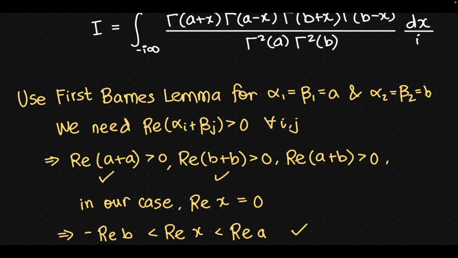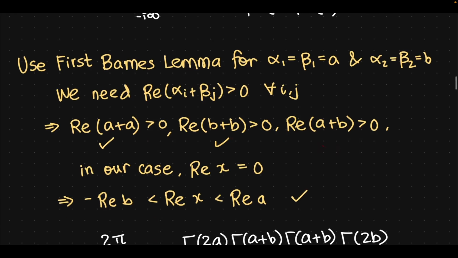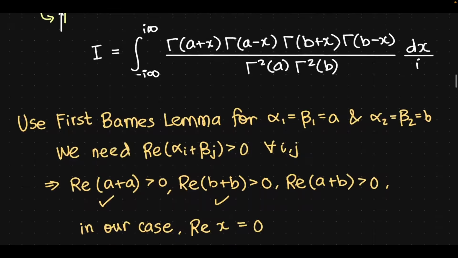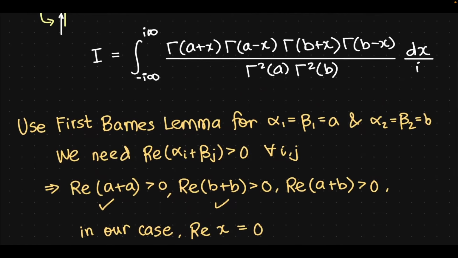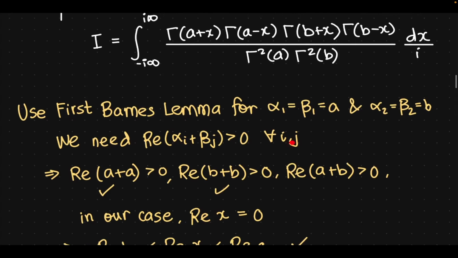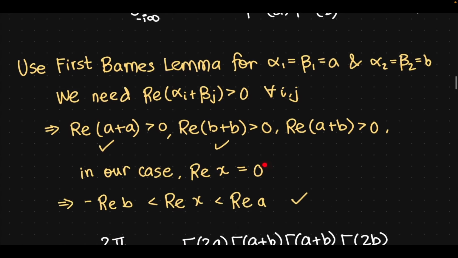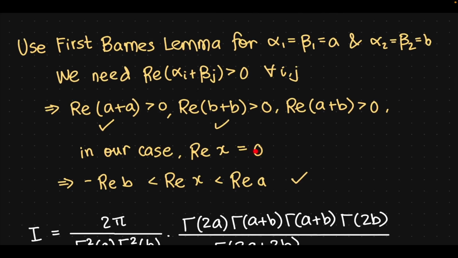The other thing that needs to be checked is the real part of a plus b is greater than 0. Well, it is because real part of a plus b is real part of a plus real part of b, and both of them are already greater than 0, so this has to be greater than 0, and that's satisfied. It's just that in our case, the way that we have our integral set up, the real part of x, which is the integrating variable, is 0. And that actually works because since real part of b is greater than 0, minus real part of b is less than 0, which is less than real part of x, which is 0, which is less than real part of a, which is greater than 0.